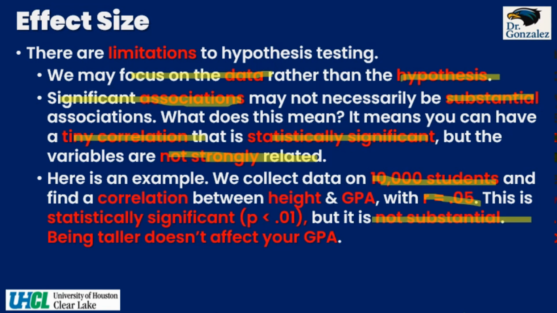There is a correlation between height and GPA. The problem is being taller doesn't affect your GPA. So what was the purpose of finding that correlation? Well, there was no purpose behind it. It doesn't tell you anything useful. So you just have to be careful. We have to look at effect size, and temper that with your results to be able to talk about whether a real association that is significant and substantial exists.